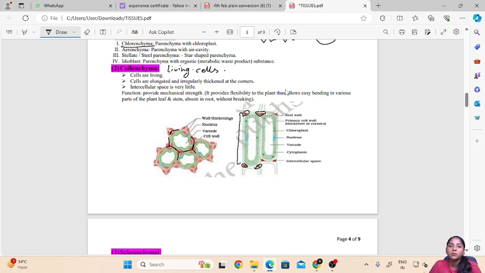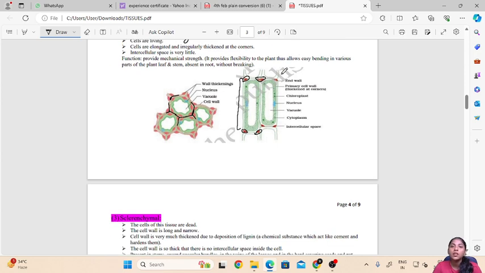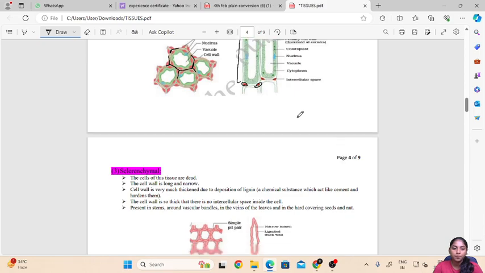Then the function is it provides mechanical strength, as I already said. It also provides flexibility to the plant, thus allowing easy bending in various parts of the plant. This collenchyma tissue is usually present in the tendrils of creepers, leaves, or in younger stems, which can be bent without breaking.